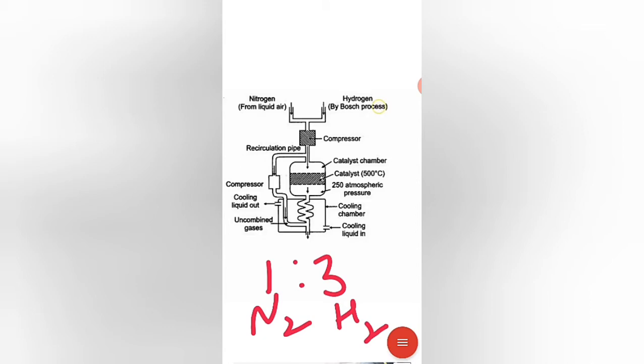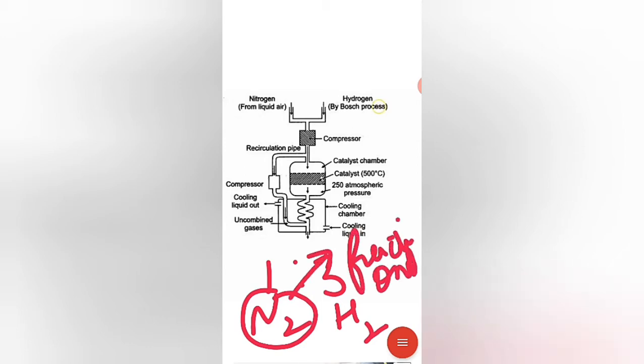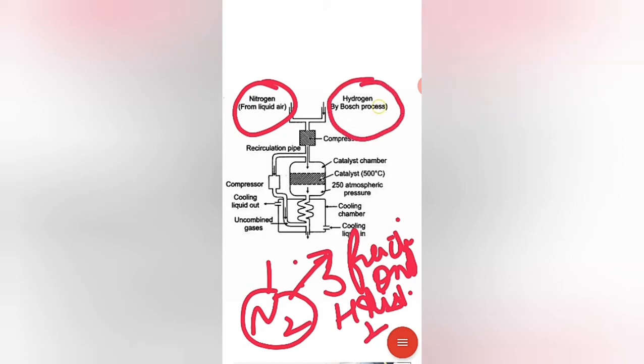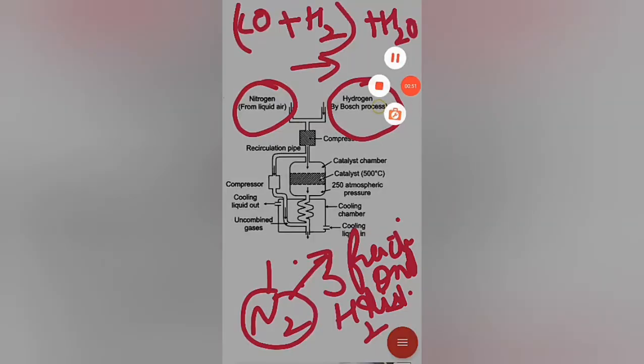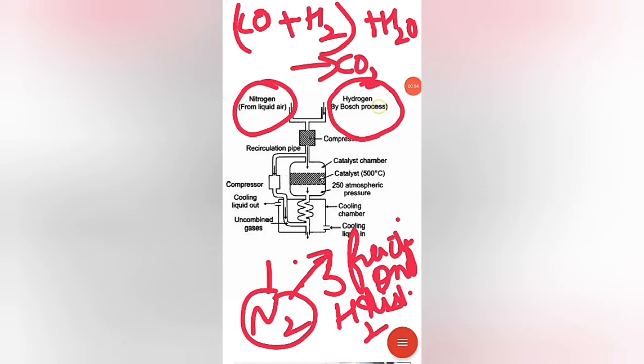So the sources of reactants: nitrogen is obtained by fractional distillation of liquid air, and hydrogen by the Bosch process. For the Bosch process you can write CO plus H2, this is the water gas, plus water, which gives us carbon dioxide and hydrogen gas. To balance, we will put here 2.